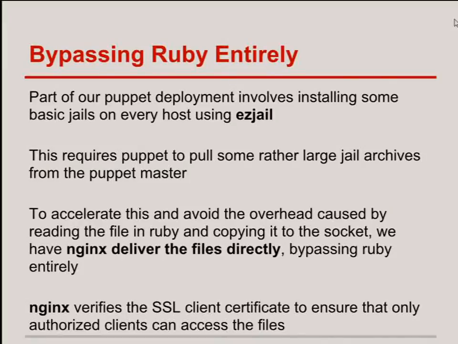But we'd lose authentication in that case. But because Puppet's using SSL certificates, where each client has a signed client certificate, we can have Nginx verify that by just pointing it to our CA certificate. And that way, Nginx will only deliver our jail files to authorized clients, but we'll do it without using Ruby.